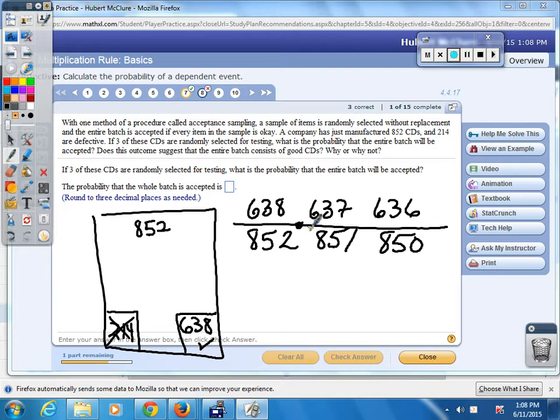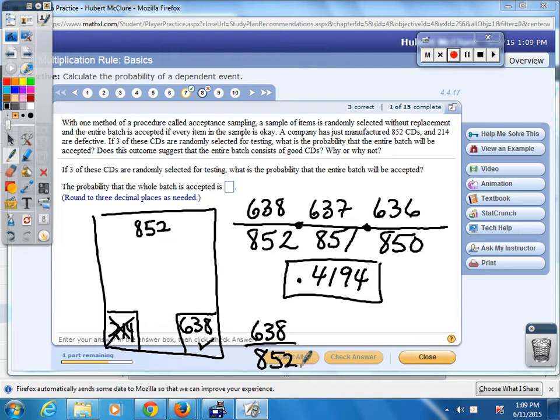And multiply. And somebody give me 4 digits, what that one comes out to be. 4194. Now that is the answer. And of course that would be 0.419. So let's go ahead so you can see these are fairly high 3-digit numbers. 638 divided by 852. And let's say with replacement. And somebody tell me 4 digits what you get there.